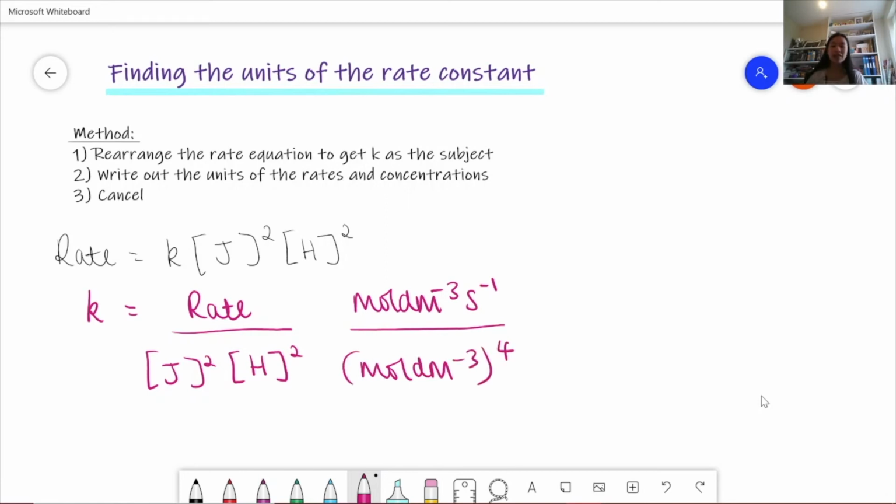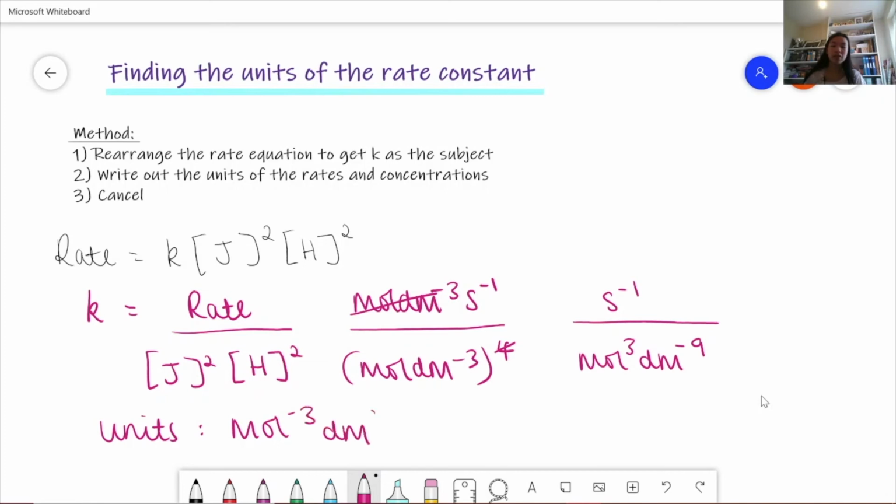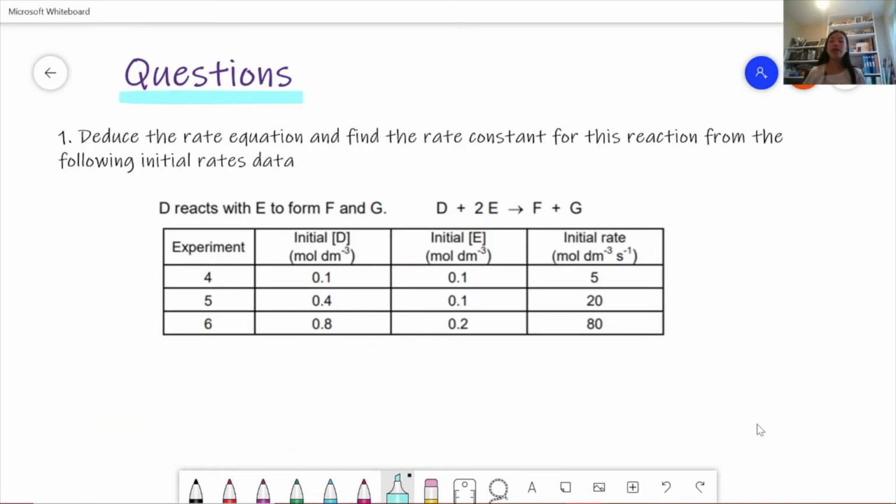So now you can start cancelling stuff out. I can cancel this moles per decimeters cubed out. I can cancel one of these to make 3. So what we end up with is we have per second on the top, and then we have mole to the power of 3 decimeters to the minus 9. And so our units for this rate constant comes out to be moles to the power of minus 3, decimeters to the power of 9, and seconds to the power of minus 1. So now we're going to look at some questions.